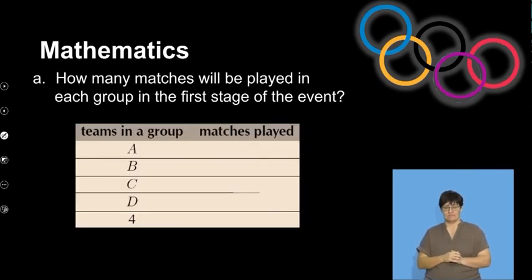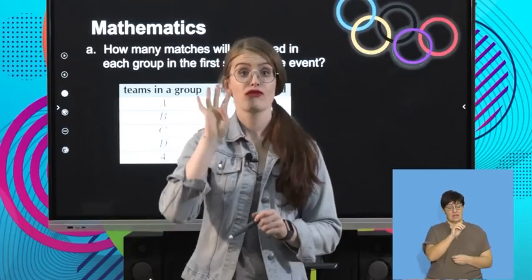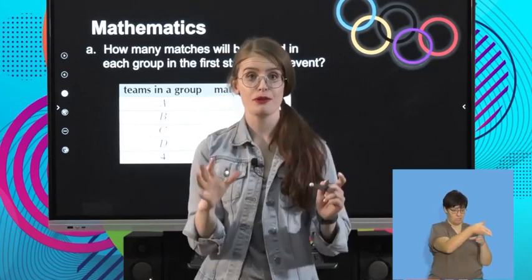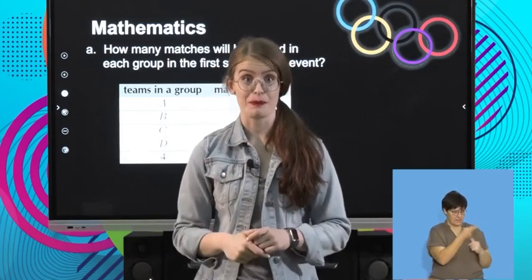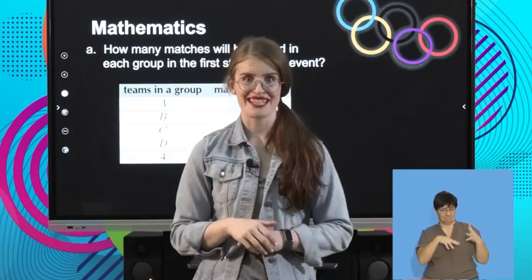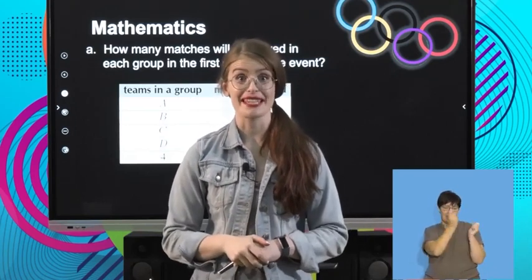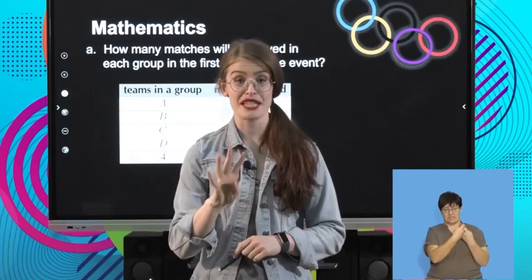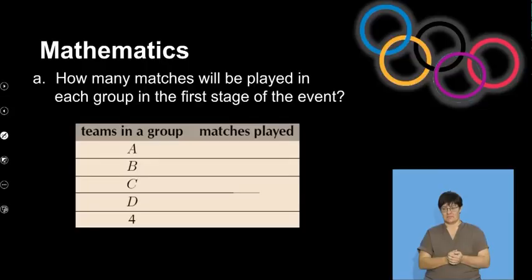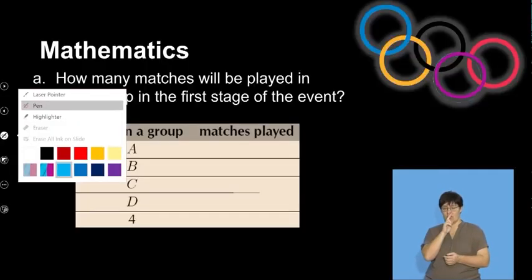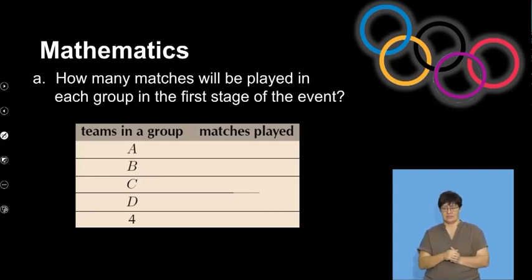So, first things first, we have 4 teams in one group. We're now going to see how many matches would be played. So let's look at the grid together and work it out to see how many games are going to be played with 4 teams in one group. Great, so if I'm looking at Team A, it would have to play Team B, they would also have to play Team C, and they would also have to play Team D.